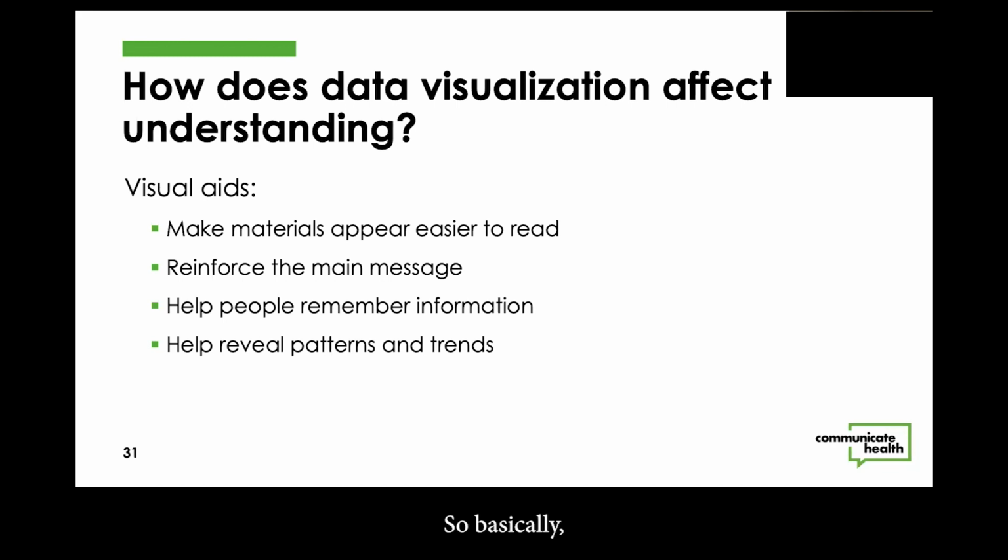So basically, it comes down to the fact that visual aids help everyone, but it helps especially those people with limited or low health literacy skills. It helps all of those people understand the health information communicated. So visual aids can make materials appear easier to read. They can reinforce the main message. They can help people remember information, and they can help reveal patterns and trends. And a great example of this last bullet is John Snow's map of cholera deaths in London.